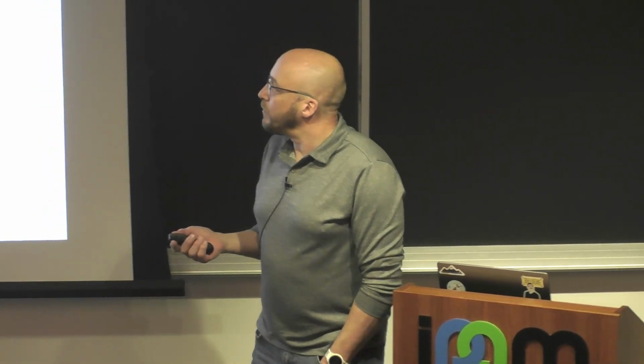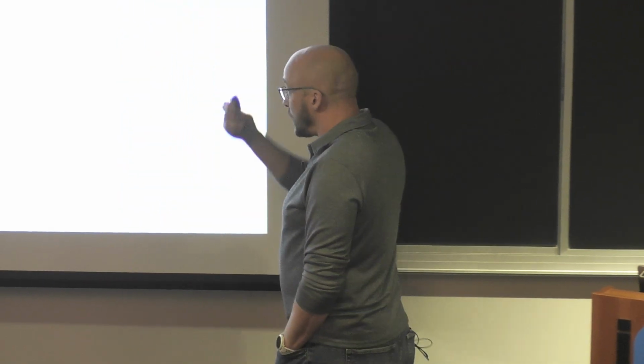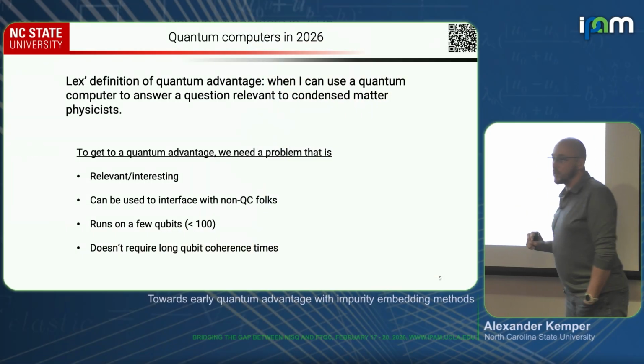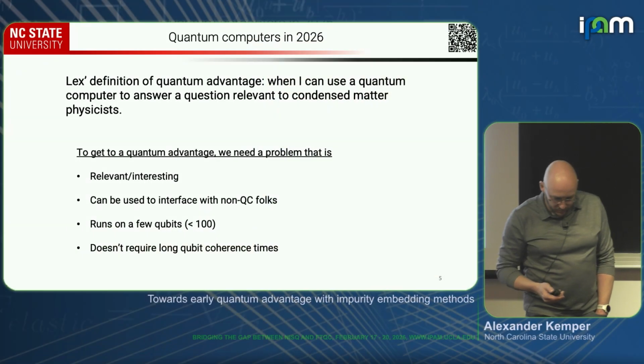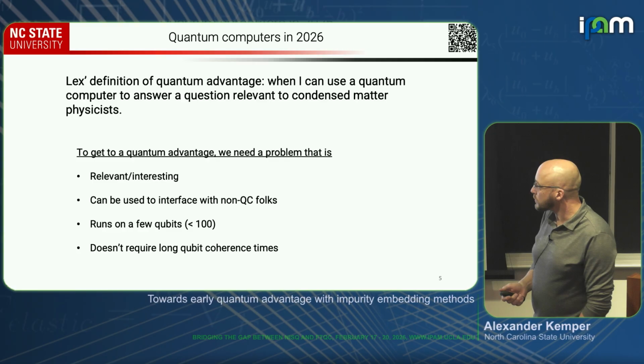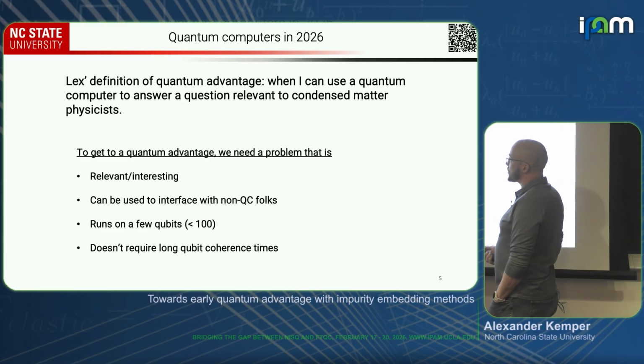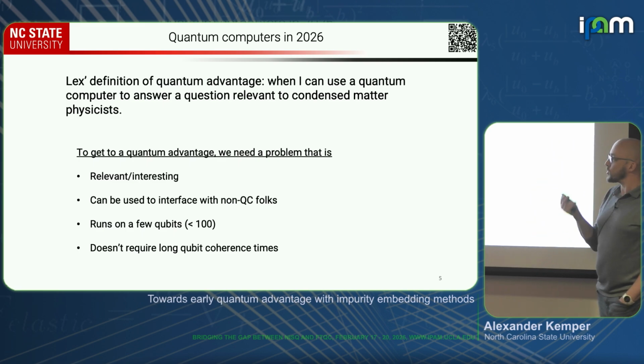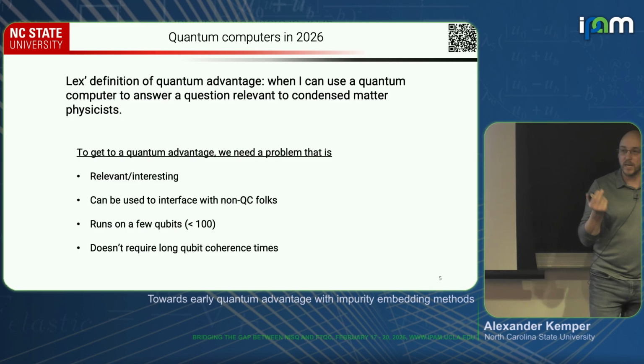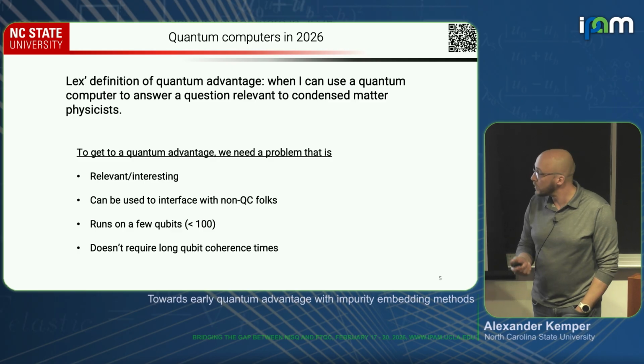What kind of problem might I pose for this? What sort of things could I consider doing? Well, to get to this type of quantum advantage, you need something that's relevant or interesting to the people that are not us. You want to be able to talk to them. So as much as we like hearing about lattice surgery, they're not going to understand it because they don't have the background to do it. So you need something that they can understand.